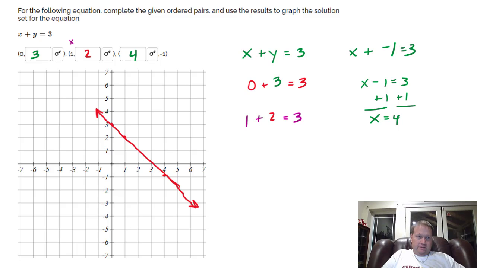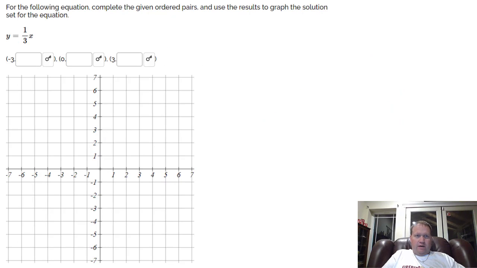And there you go. Let's take a look at this last one. And this says y equals 1/3 x. And when you see the bottom, that just means that we're going to divide x, which is right there. We're going to divide the x by 3. So anytime there's an x, we're just going to divide it by 3.